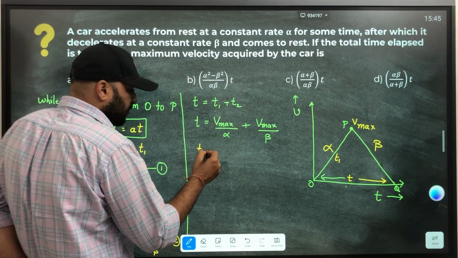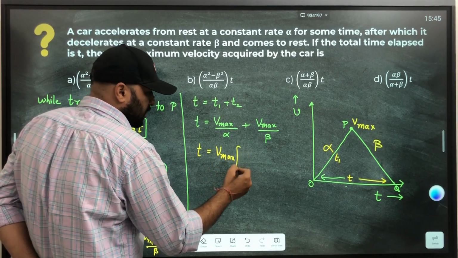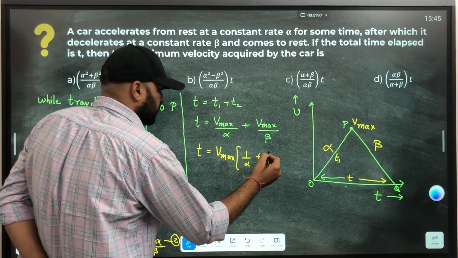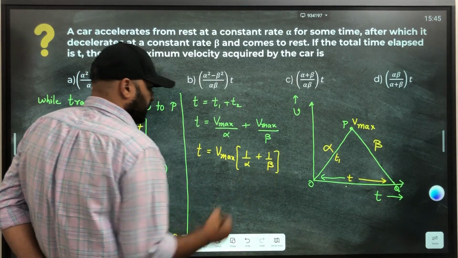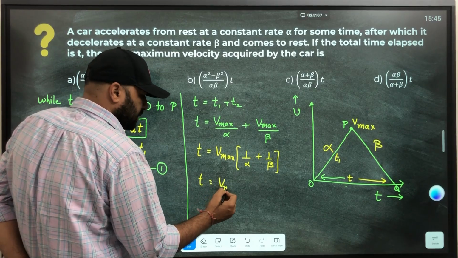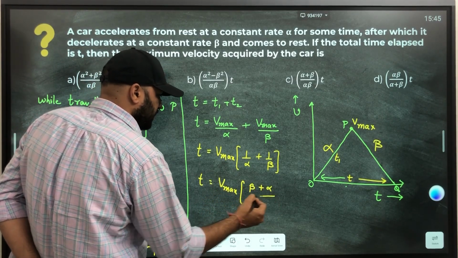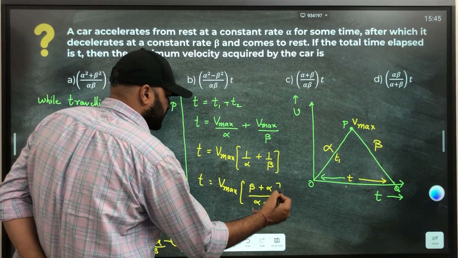And T will be equal to, I am taking Vmax common, 1 upon alpha plus 1 upon beta. Correct? And T will be equal to Vmax times (beta plus alpha) whole divided by alpha beta. I hope this is clear.